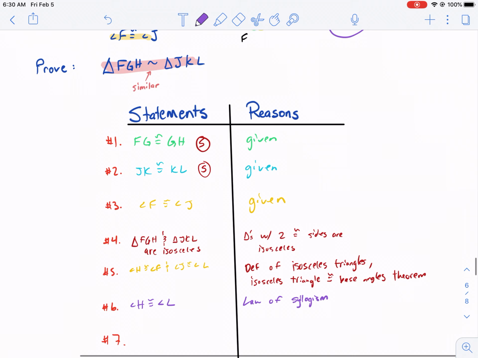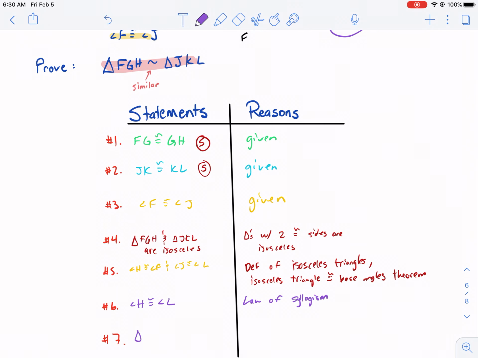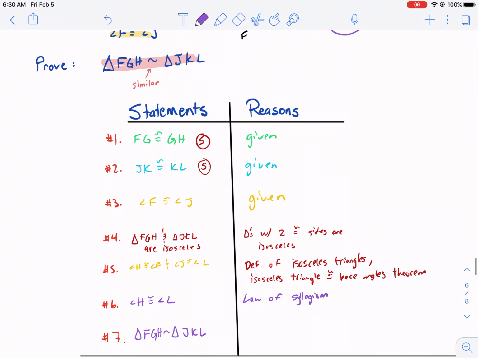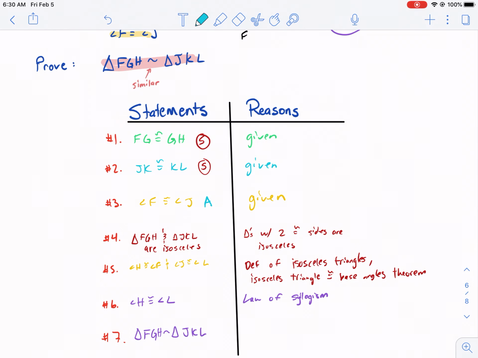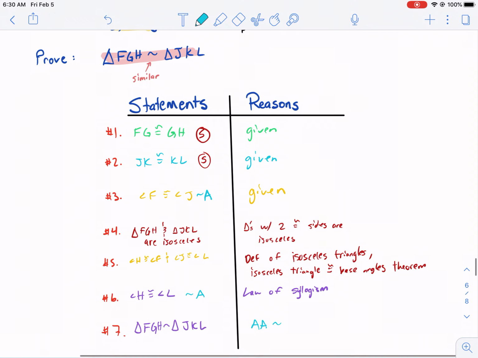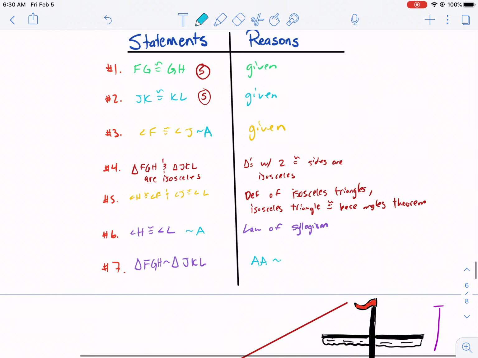Now we can say what? We can end with the final line. Triangle FGH is similar to triangle JKL. And why is that? Well, we were told that we have this angle similar and this angle similar. So that is a similarity. And that would be our final answer, okay?